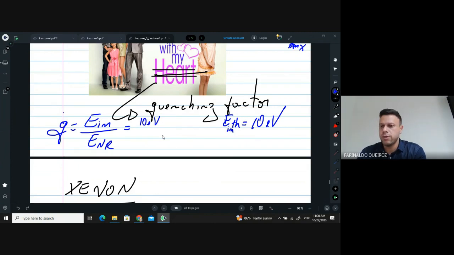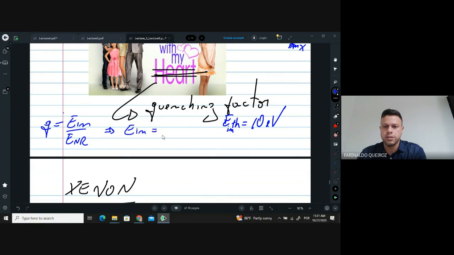So let me just rewrite the equation like this. Q equals E ionization over E nuclear recoil. And so the ionization energy is Q times E nuclear recoil.